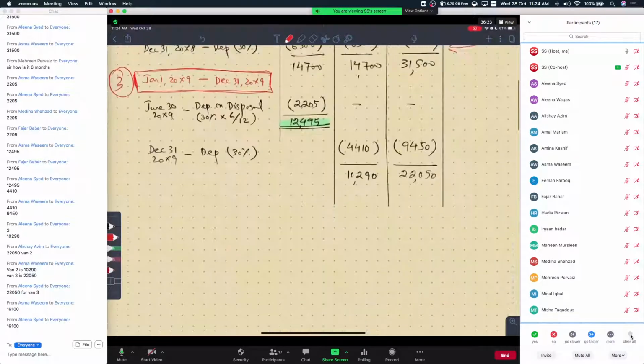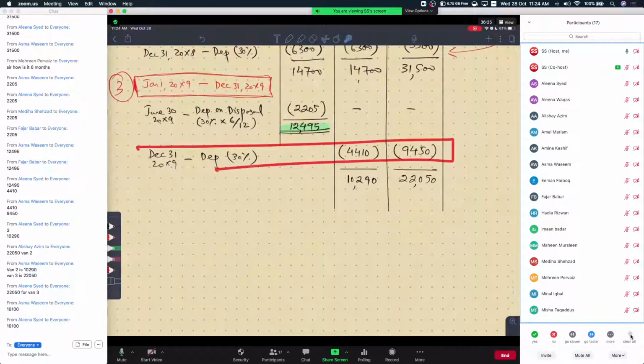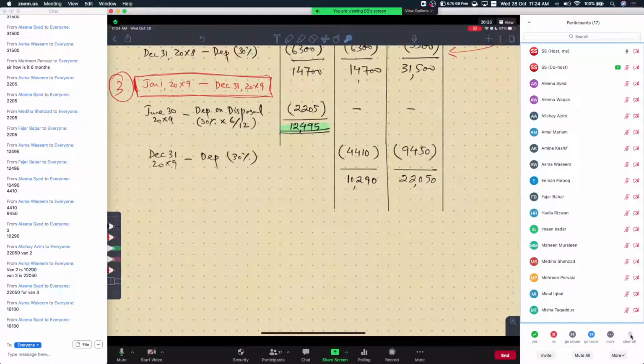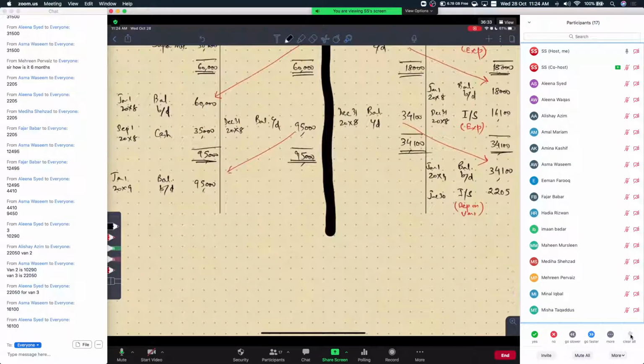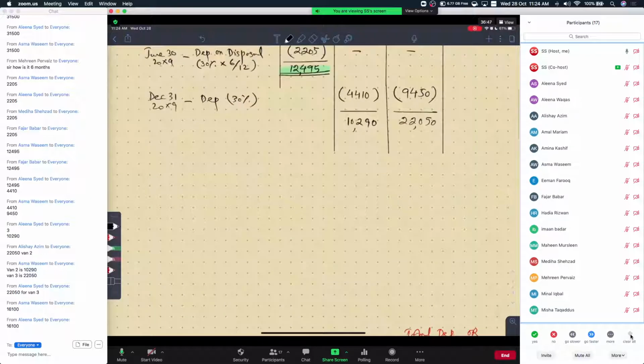And the second set of entries are going to be here, 31st of December 20x9, right? So we are going to charge depreciation. The second entry here, 31st of December 20x9, which is their usual depreciation charging date. Okay. And that would come out to be how much? 4410 plus 9450. How much does this come out to be?